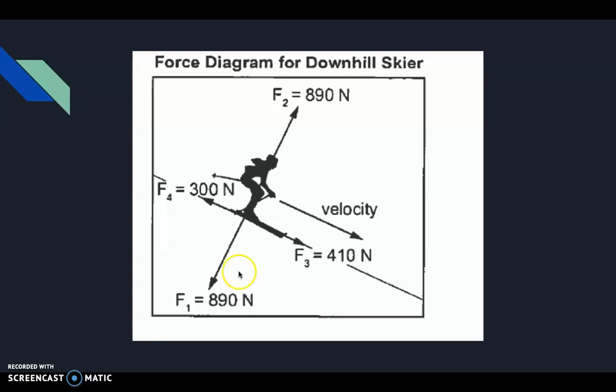Now, looking at these two opposite vectors, we see 410 newtons and we see 300 newtons. If we subtract those two, we would get 90. No, we would not. We would get 110. Sorry. We would get 110. And so what this tells us is that this skier is moving this direction with that many newtons.